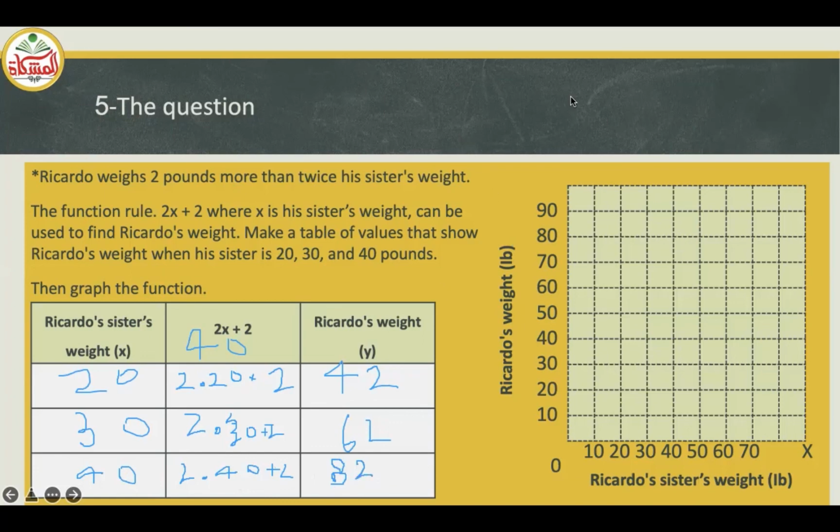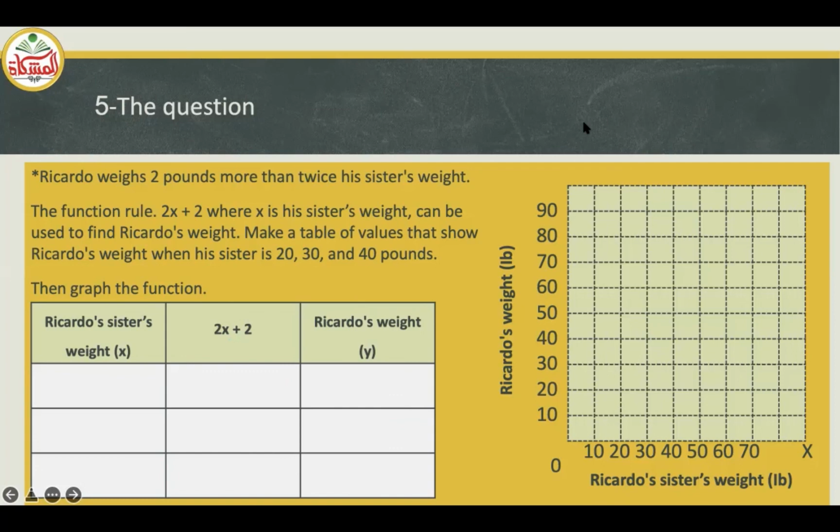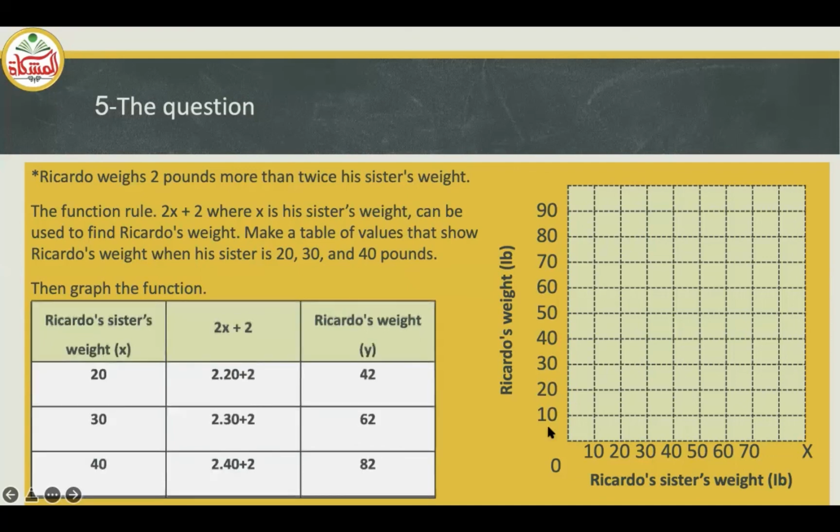Okay, we check our answer here. Okay, Ricardo's sister's weight of 20 equals the first rectangle, 42, the second 62, the last rectangle equals 82.